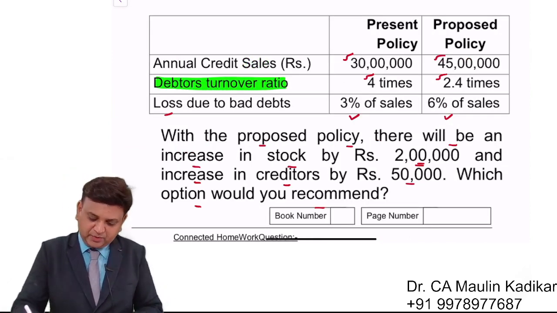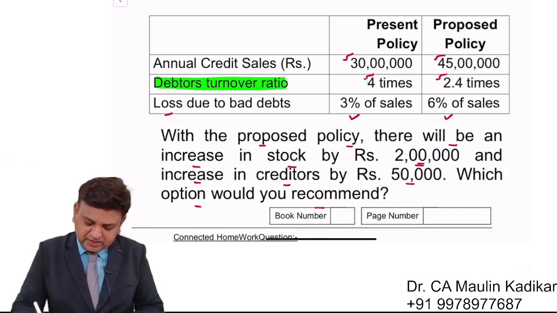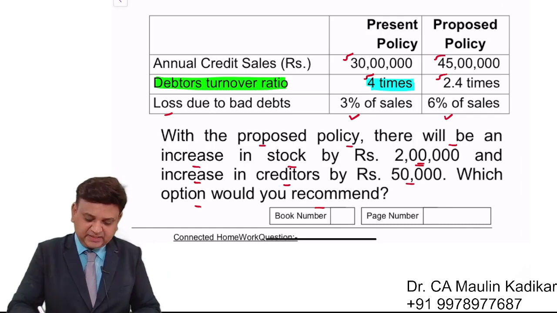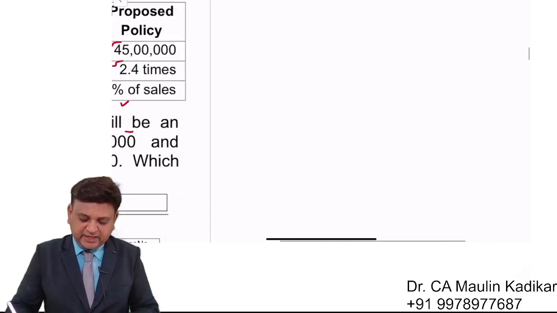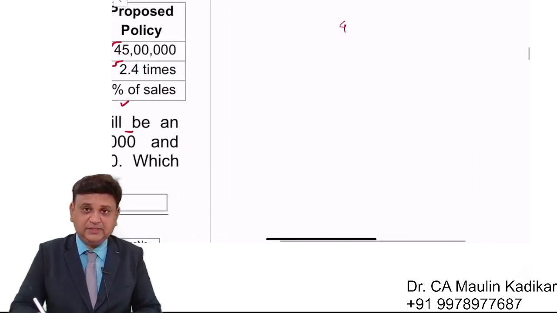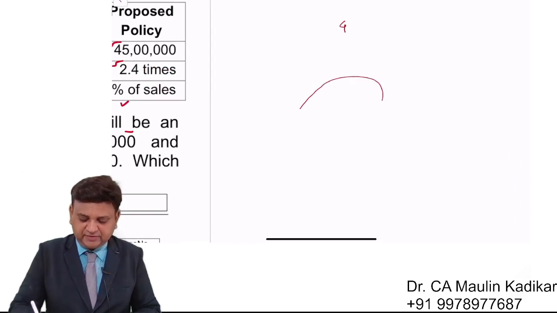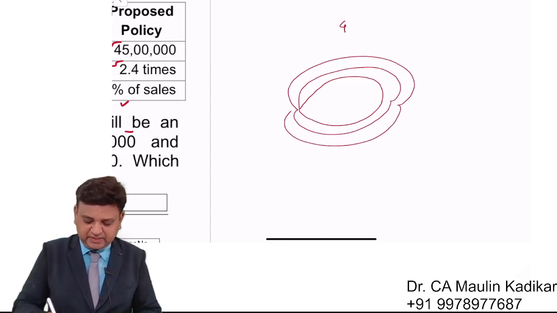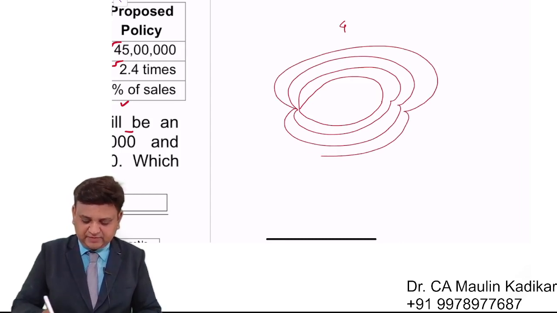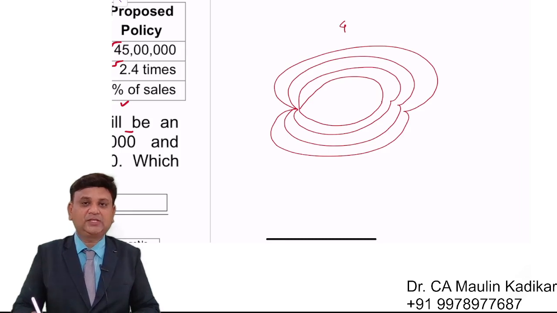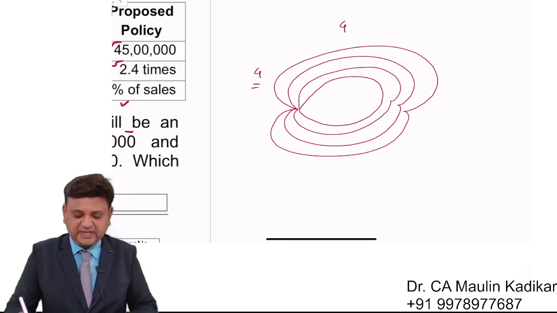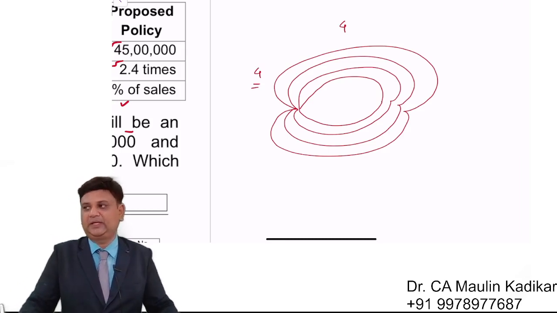Friends, in the question they have provided information: debtors turnover ratio is 4 times. What does it mean? Let us understand. Debtors turnover ratio 4 times means whatever debtors we have, we collect them, and again debtors, we collect them, again and again. So there is a rotation of the debtors 4 times in a year. That is what they have provided.